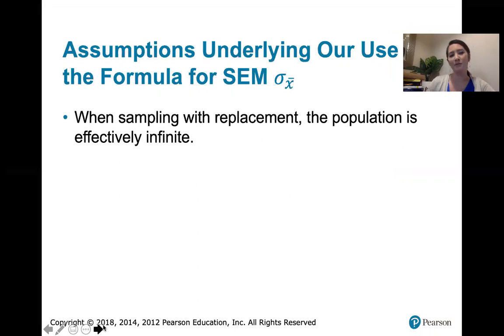When we're sampling with replacement, it doesn't really matter how large that population is. We can sample indefinitely. If I have a population and I choose one and put it back in, then choose one again and put it back in, that's sampling with replacement. The population is effectively infinite. We could do that as many times as we want.